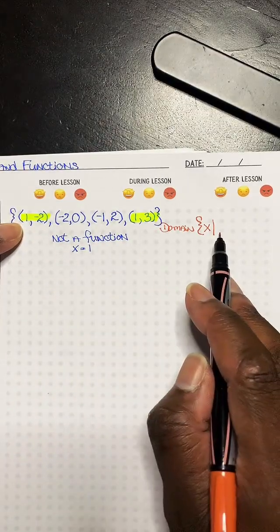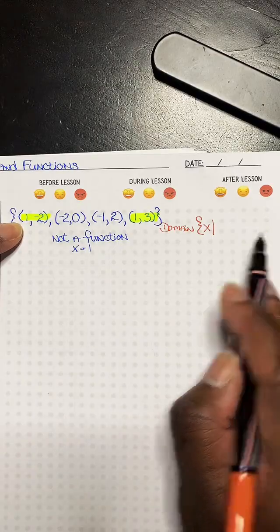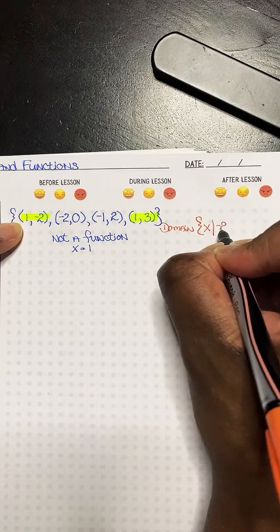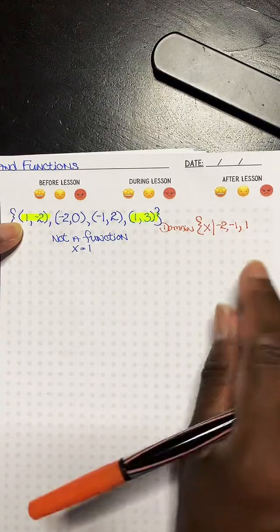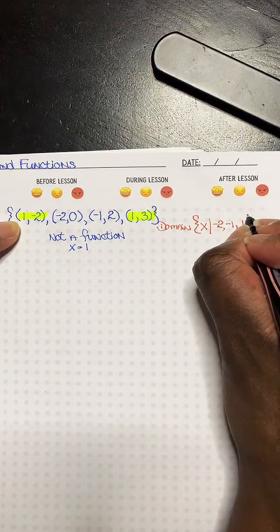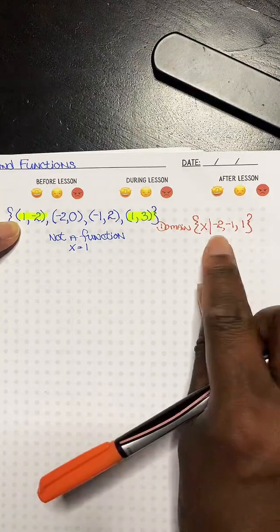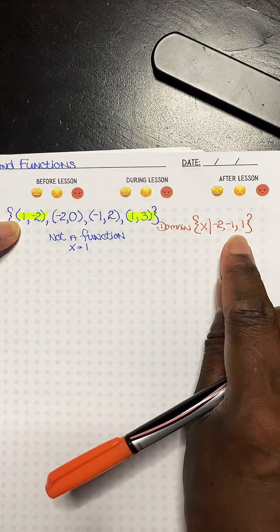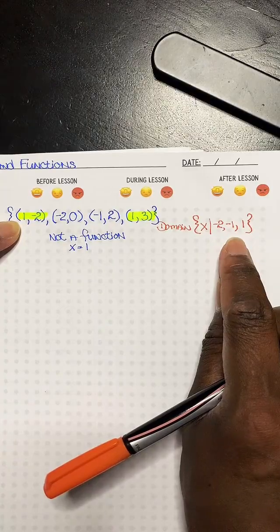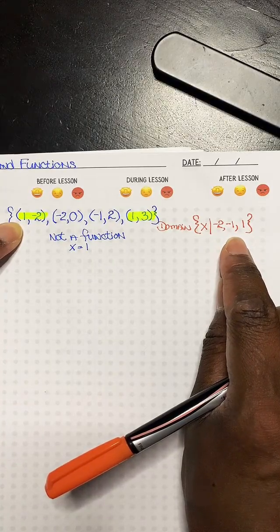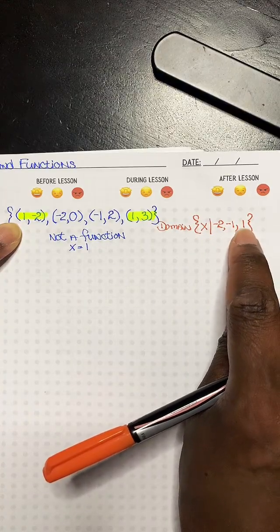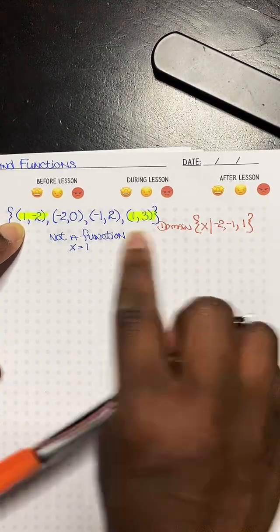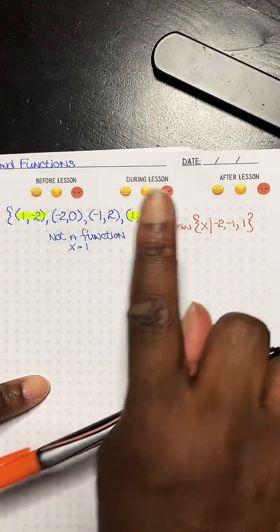Some like to have it listed from least to greatest. So the lowest is my -2, -1, and my 1s. Although the 1s are written out twice, I don't have to list it twice. Okay, does that make sense? Good, guys, way to see that. All right, so since my domain, even though that 1 is repeated twice, we only have to list it out once.